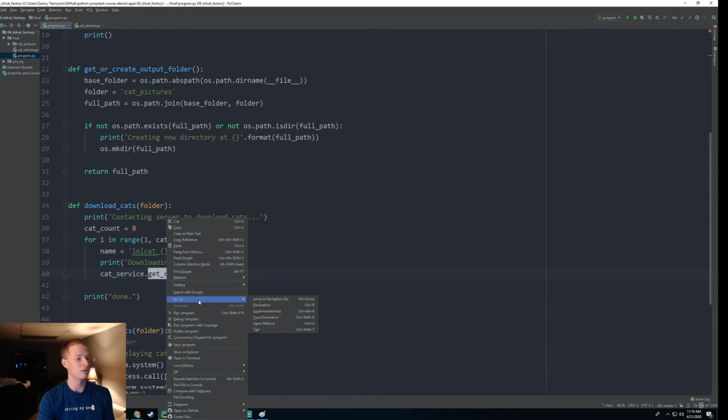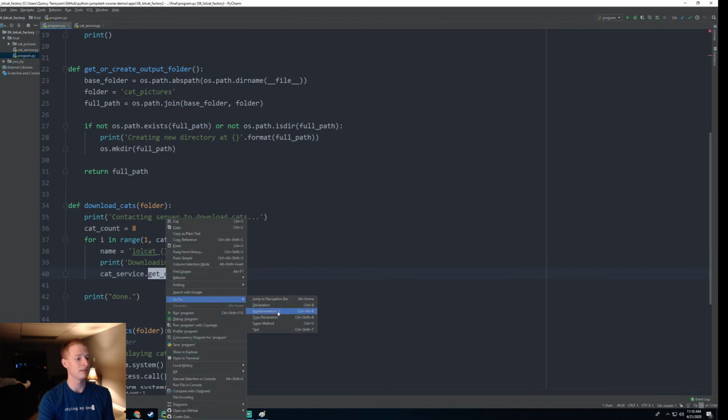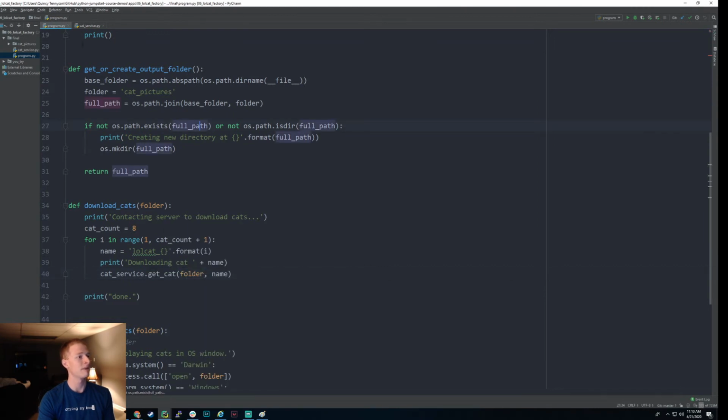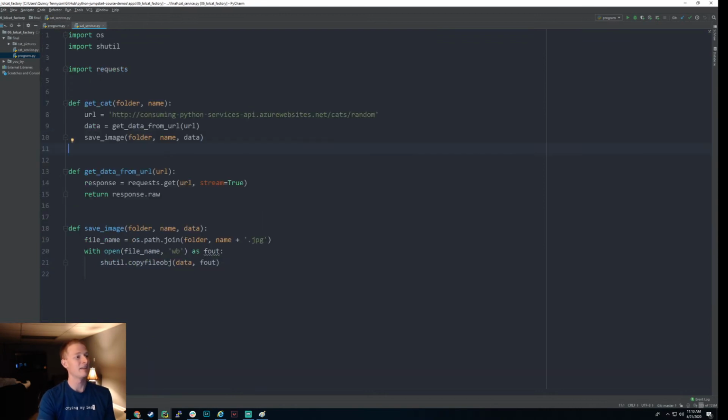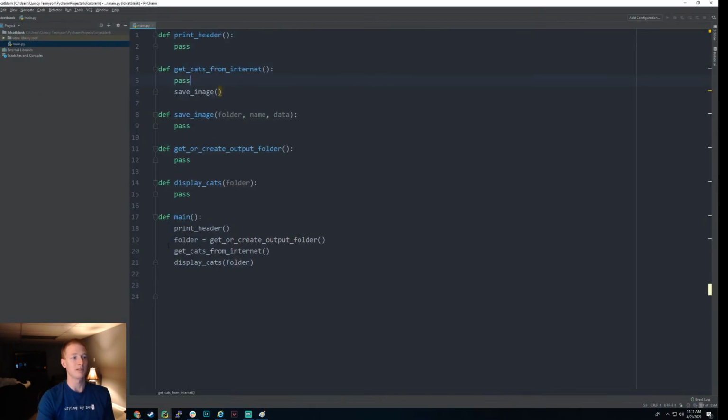I can go to the declaration, which doesn't work. Hold on. Go to, whoops. Okay, never mind. It doesn't work. If I look at getCat, that's coming from cat service, right? That's using this URL. It's going out and getting that data, and it's saving that image using the save image function right here. Okay. So anyway, my point of this wasn't to show you this entire code, but I wanted to show you this technique of thinking about how I'm going to go about getting those cat pictures from the internet.